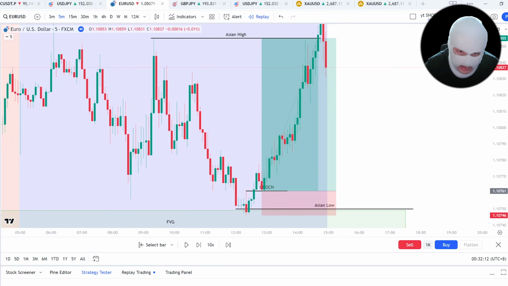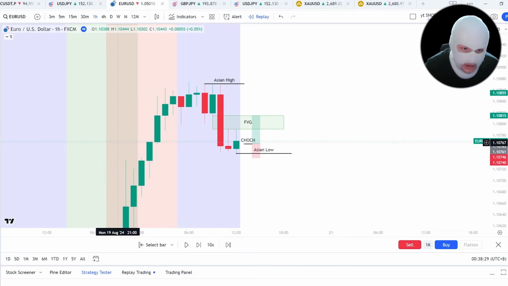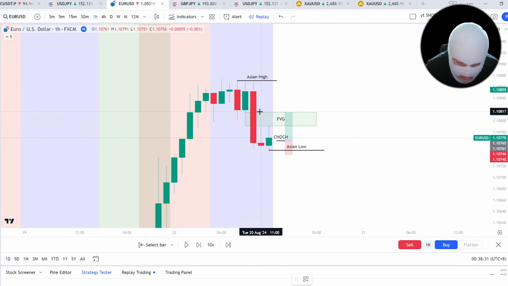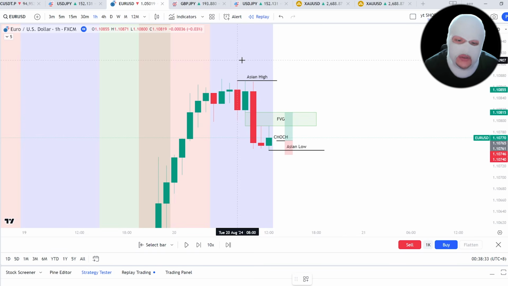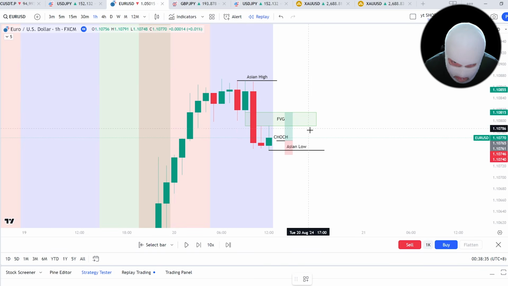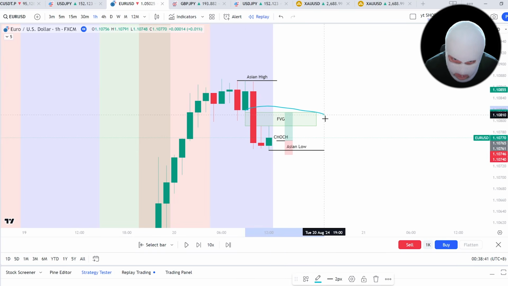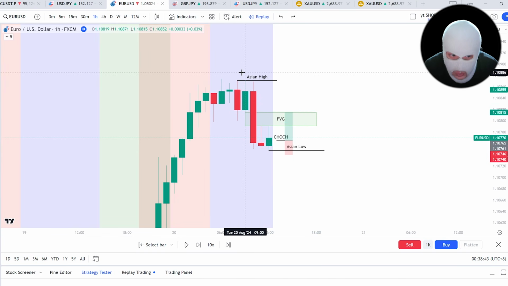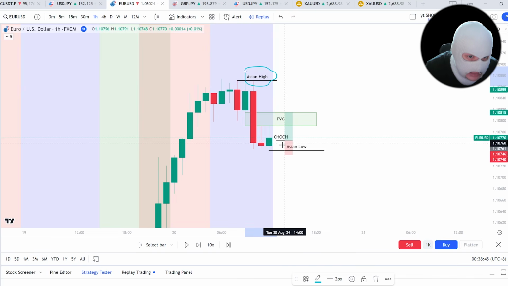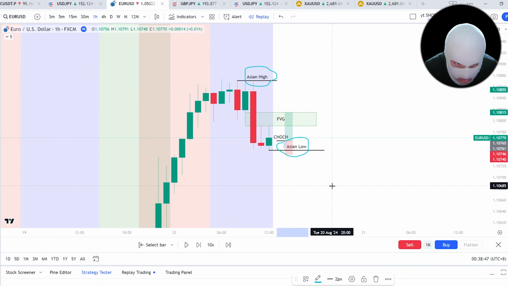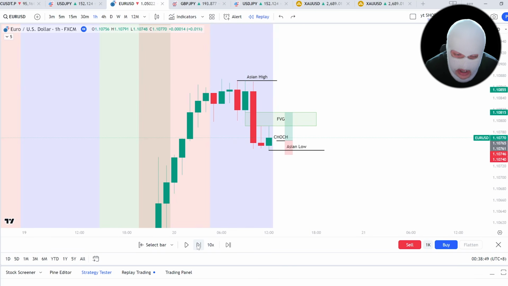You're going to want to pay attention to this. Once again, the first thing here we have to do is to mark out the 1 hour and the 15-minute unmitigated fair value gaps and our Asian range high and low. We have this unmitigated 1 hour fair value gap here, and the Asian high and low are here and here. Now let's wait for either sides of the range to be tapped.